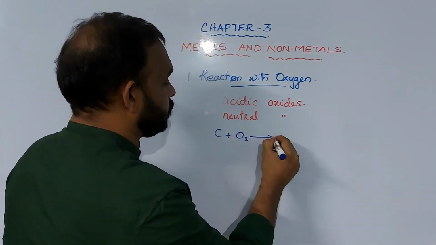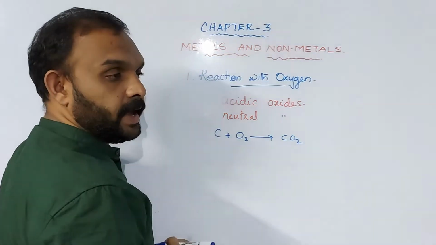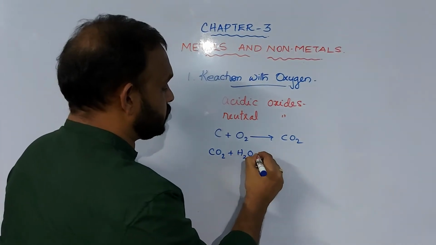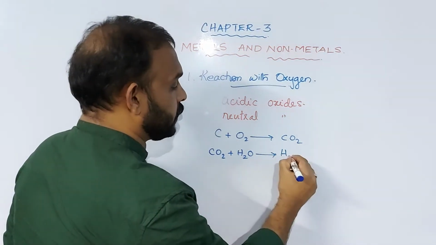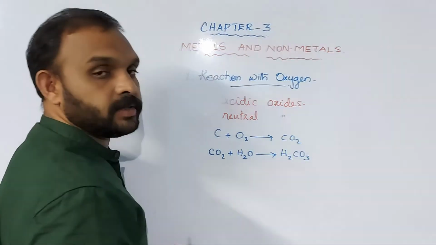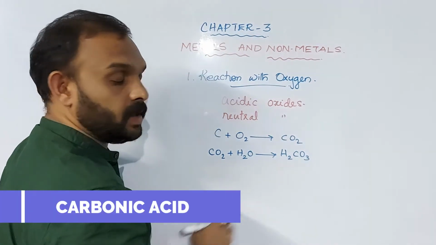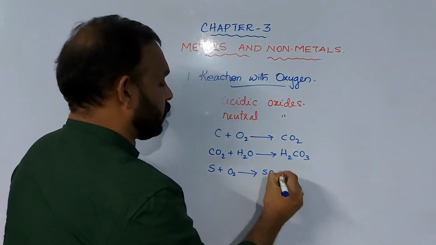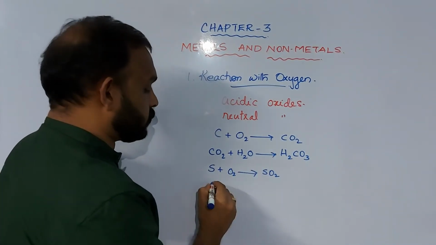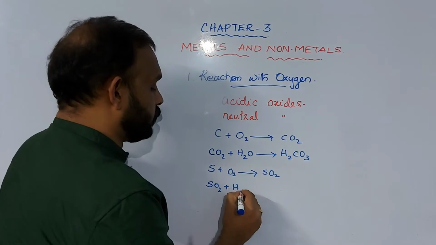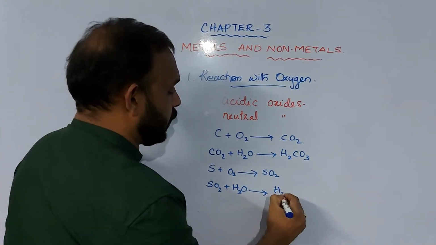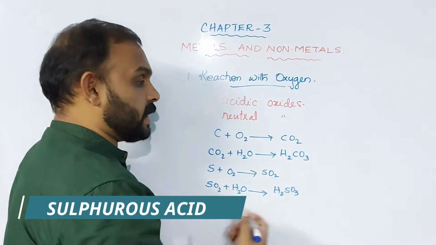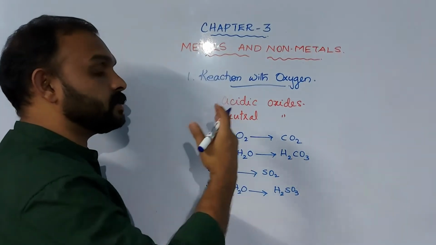Carbon, when it reacts with oxygen, gives carbon dioxide gas. And this carbon dioxide gas, when dissolved in water, that is CO2 plus H2O, gives an acid, H2CO3. This is carbonic acid. In the same way, sulfur, when it reacts with oxygen, gives sulfur dioxide. This sulfur dioxide gas, when dissolved in water, gives H2SO3, sulfurous acid. So these are the examples of reaction of nonmetals with oxygen.